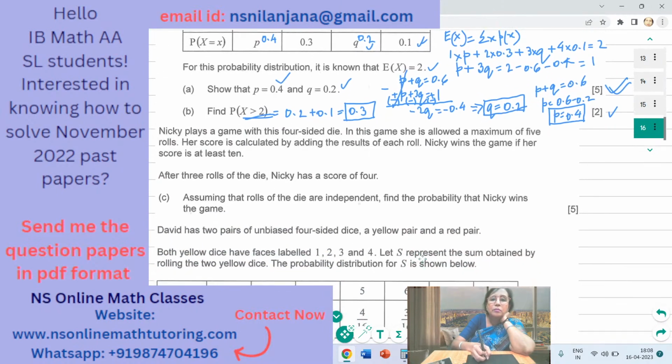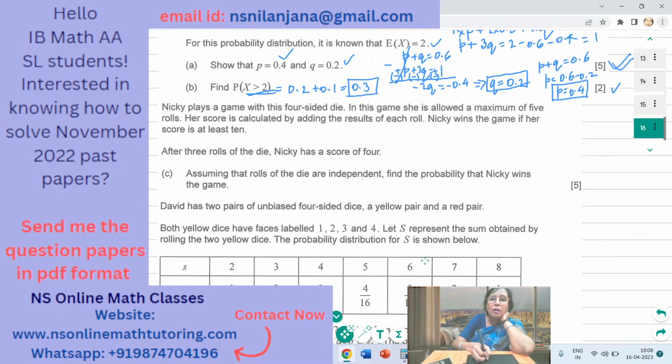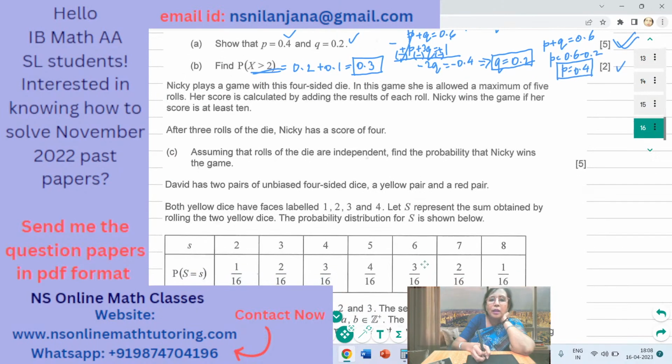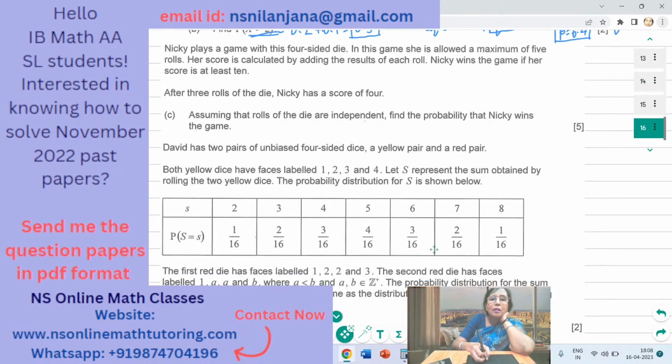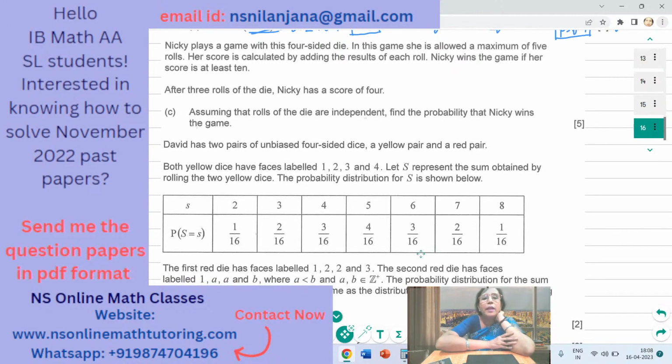So we are done with that. Okay. Now Nikki plays a game with this four-sided die. With this four-sided die, it means it is the biased die, having 4 faces. In this game, she is allowed a maximum of 5 rolls. Her score is calculated by adding the results of each roll. Nikki wins the game if her score is at least 10.